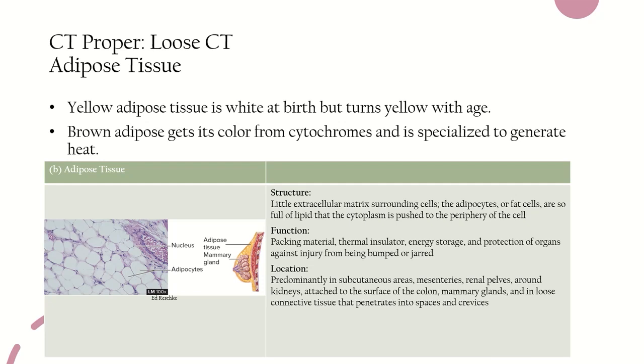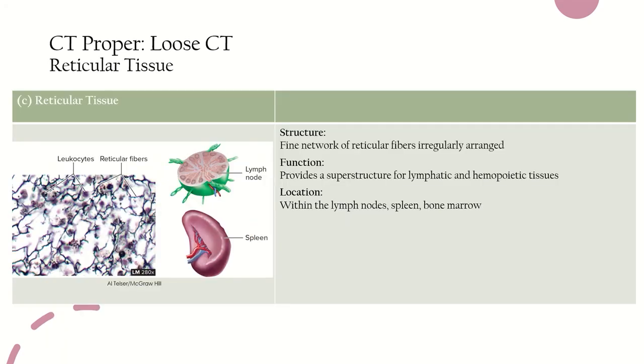It changes, but there's yellow adipose tissue. I've also learned it's called white, but we'll stick with the book here. Yellow or brown adipose tissue. Those are another connective tissue type.